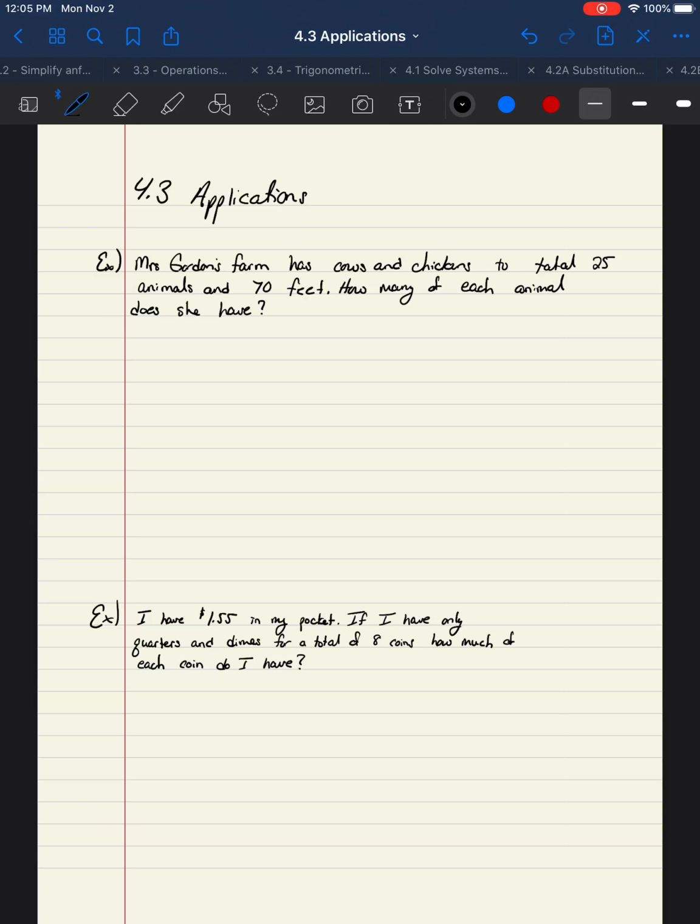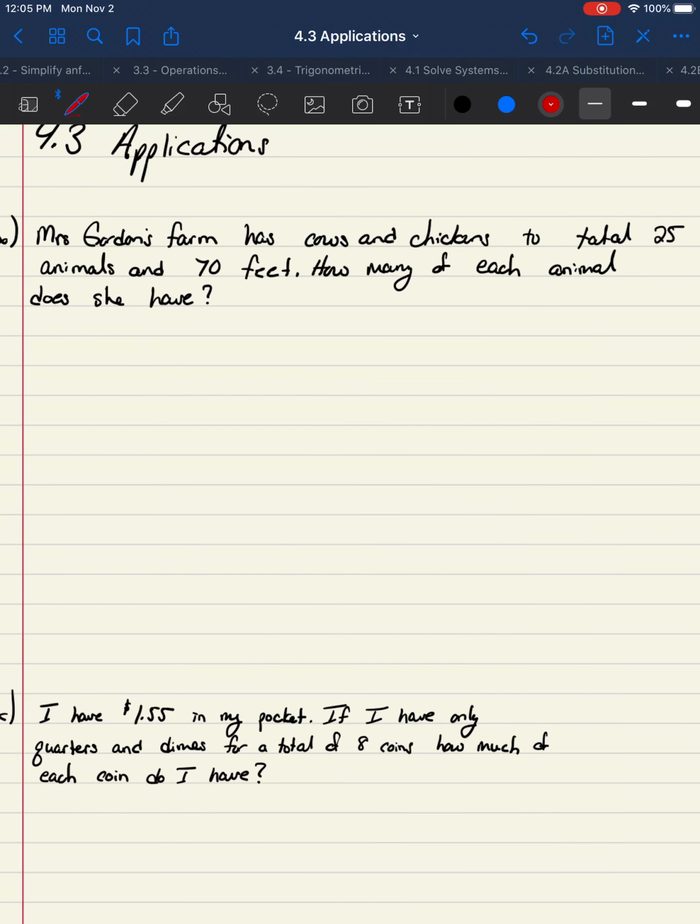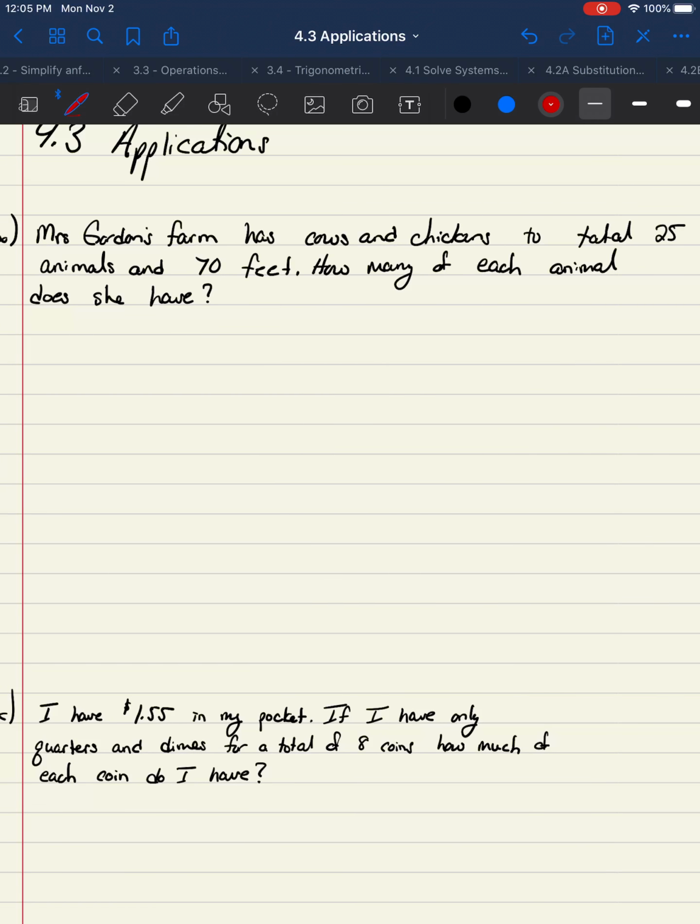4.3 is applications. Fancy way of saying, okay, you're going to have a word problem and you have to figure out what equation or equations you're going to use to solve the system. Okay, so Mrs. Gordon's farm has cows and chickens to total 25 animals and 70 feet. Feet, not meaning distance, meaning what's at the bottom of your legs, feet. How many of each animal does she have?